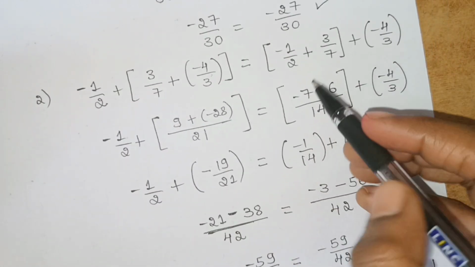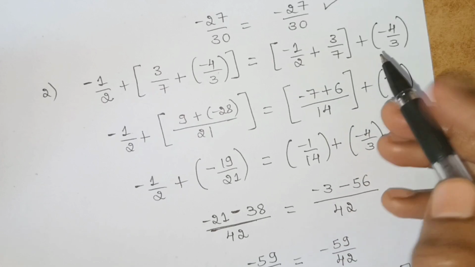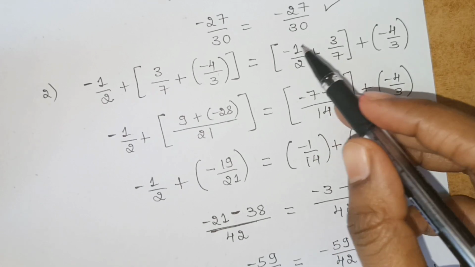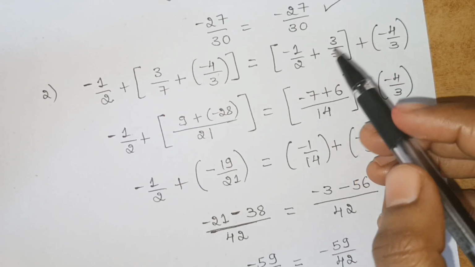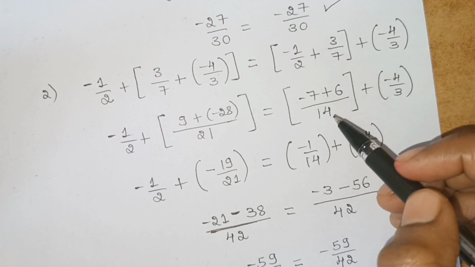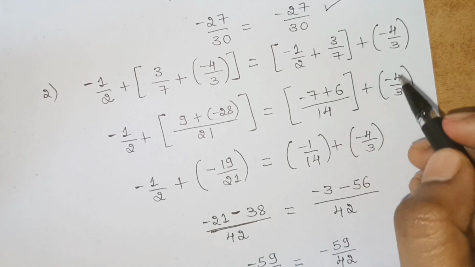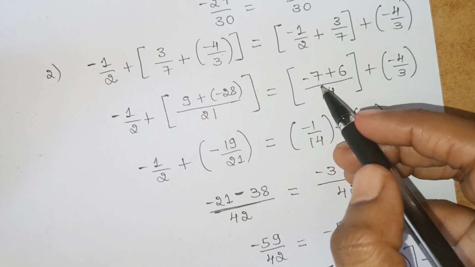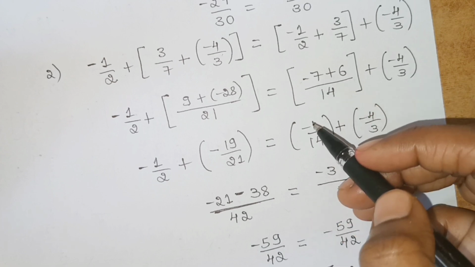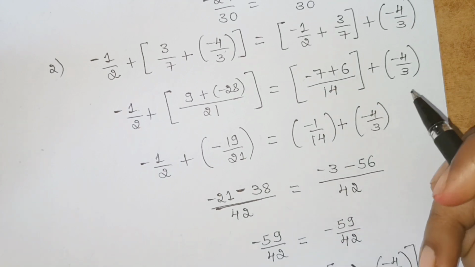In the RHS, let's solve this. 2 and 7 is 14. 2 7s are 14, 7 1s are 7. Minus is kept as it is. Plus 7 2s are 14, 2 3s are 6. Plus of minus 4 by 3. Next, minus 7 plus 6 is minus 1. Minus 1 by 14 plus of minus 4 by 3.